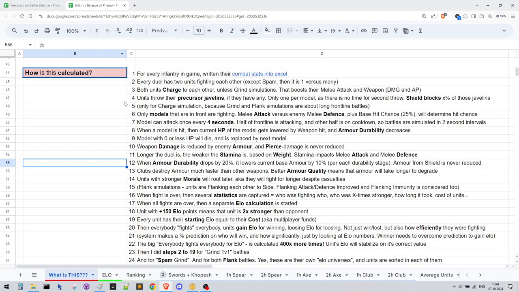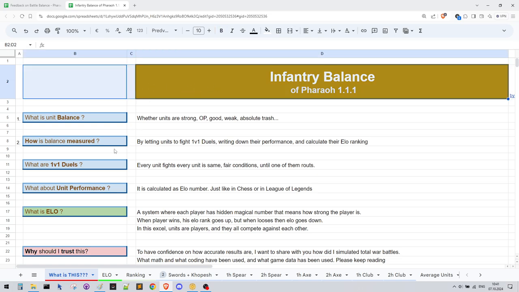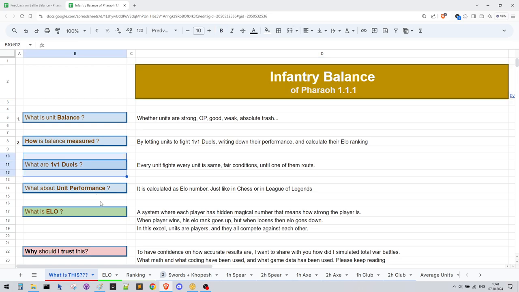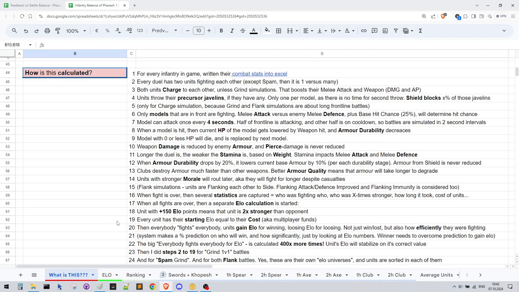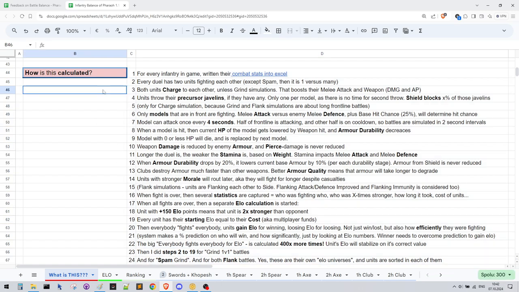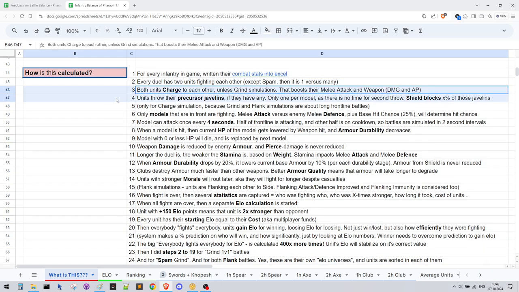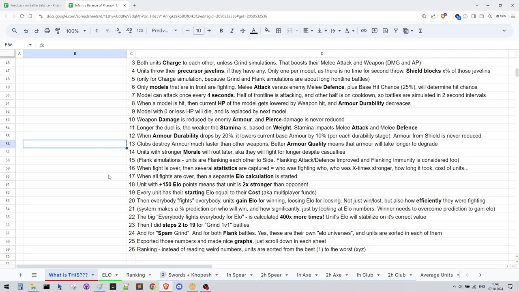If I go to the previous unit balance, I was doing 1v1 duels, with some ELO system which I will describe very soon, and most importantly, I need to tell you that this simulation is taking everything into consideration, whether it is charging, how many models are fighting, armor degradation, stamina as well.